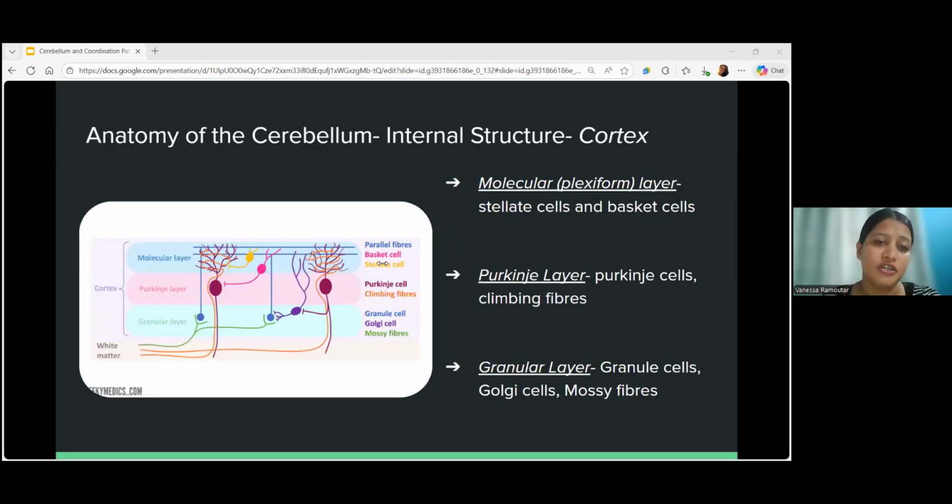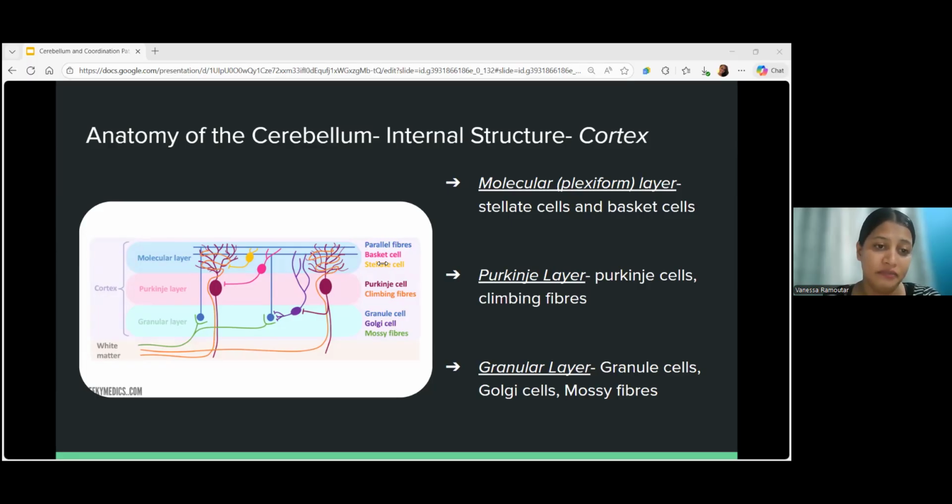The internal structure is very intricate. The cerebellar cortex is a thin surface layer of gray matter. There's a central core of white matter with masses of gray matter embedded within it, which are the intracerebellar nuclei. The cortex consists of three distinct layers, which are the outer molecular layer, an intermediate Purkinje layer, and an inner granular layer.